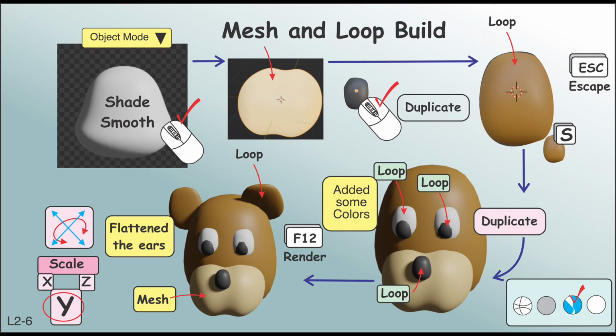With the few objects we made with loop cuts and the nose as a mesh, you can do this. Add a little color to the parts. Scale them and flatten them. Use the view keys to line things up. 1 front view, 3 side view, 7 top view.